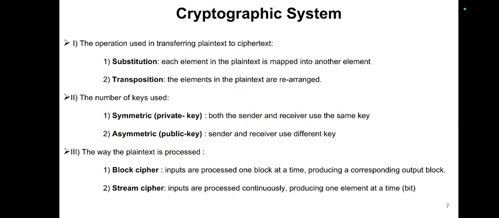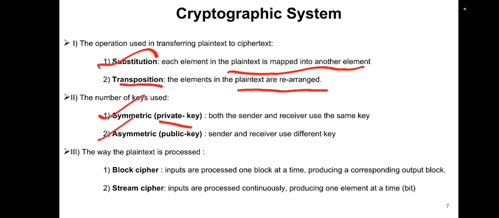In substitution, every plain text element is mapped to another element, another character, and it is converted. Transposition is where you rearrange the data; the elements in the plain text are rearranged. Today we'll first see substitution, and here you'll be using two kinds of keys: symmetric and asymmetric. Symmetric is nothing but a private key, and asymmetric is a public key.